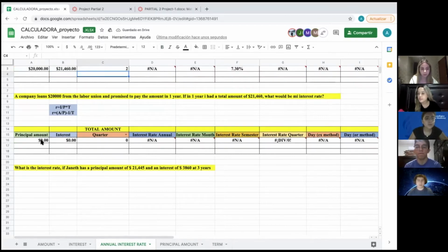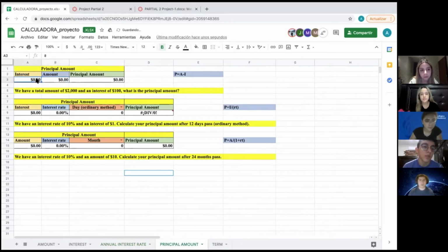And in the second one, the interest rate, we have an amount of 21,445 and an interest of 3,860, and it gives us 3 years. And we know that in a year we have 4 quarters, so 3 multiplied by 3, we have a result of 9, and that gives us a 64% interest rate per quarter.